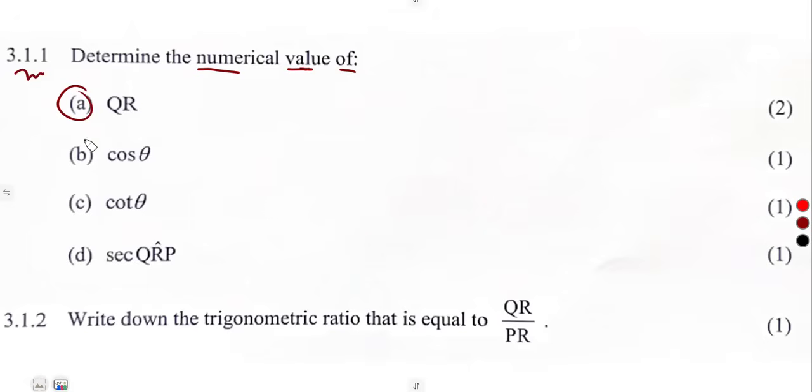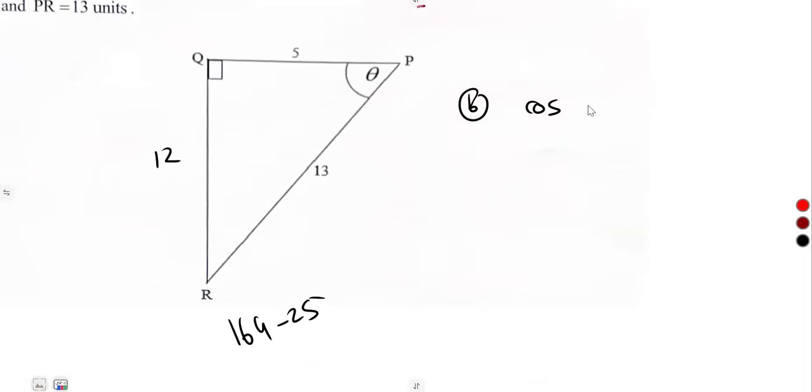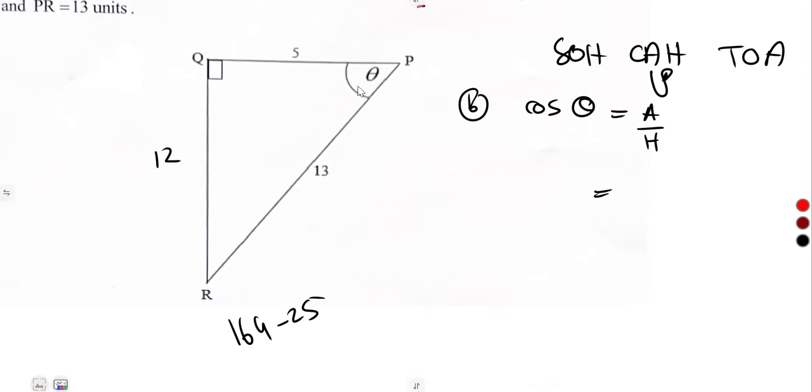Then part B, the cos of theta. Remember from our SOH CAH TOA concept, the cos of theta is adjacent over hypotenuse. So according to theta, this is our opposite. This is adjacent. Theta and 90 degrees are adjacent to each other, and that's our hypotenuse. As we need adjacent, which is 5, over the hypotenuse, which is 13, that is going to be 5 over 13.